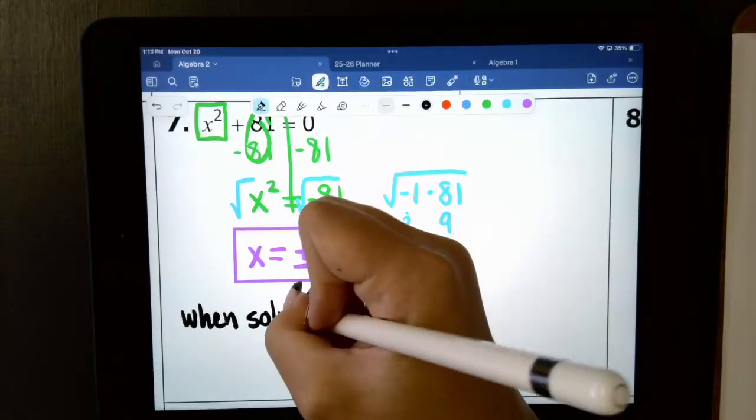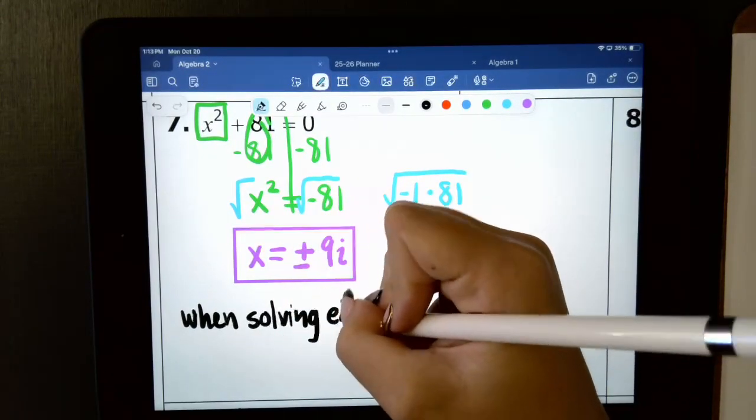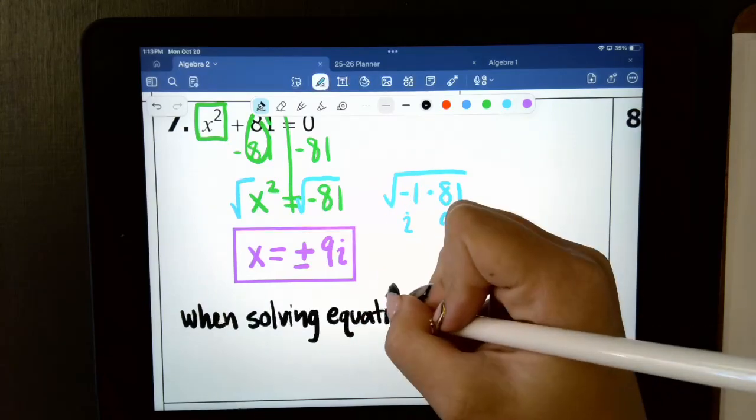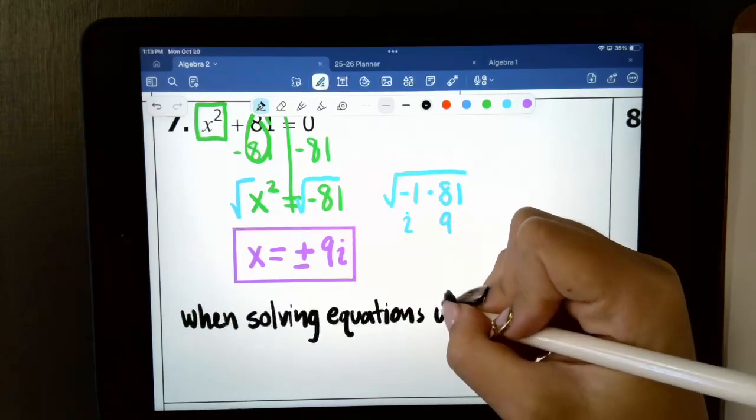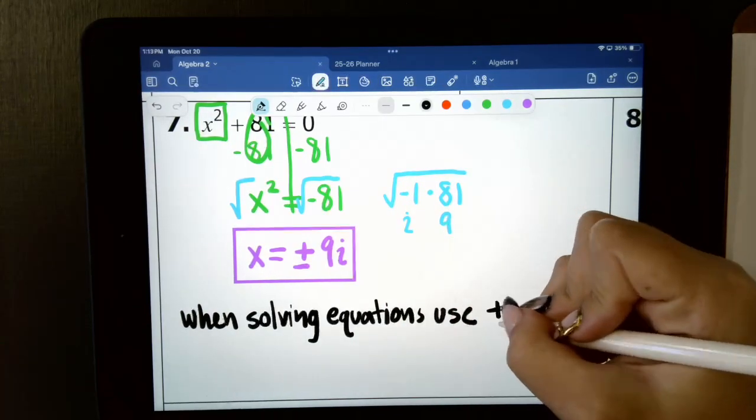When solving equations, use the plus or minus.